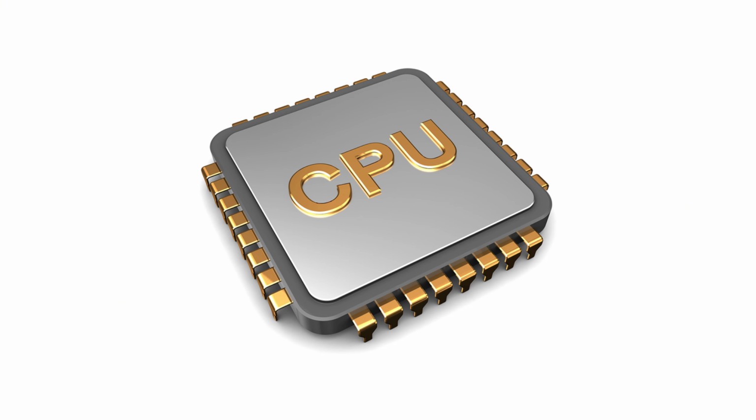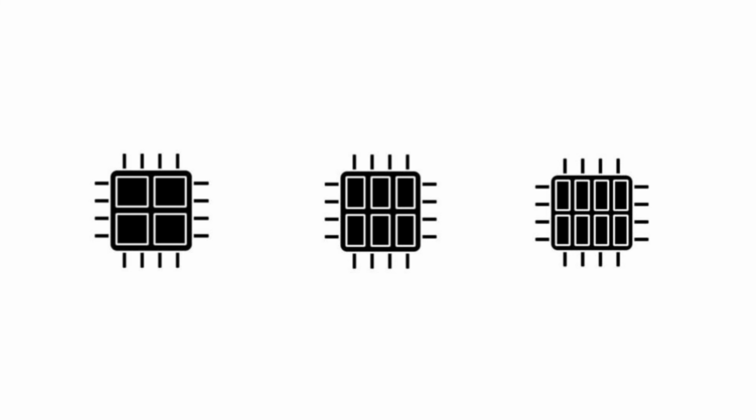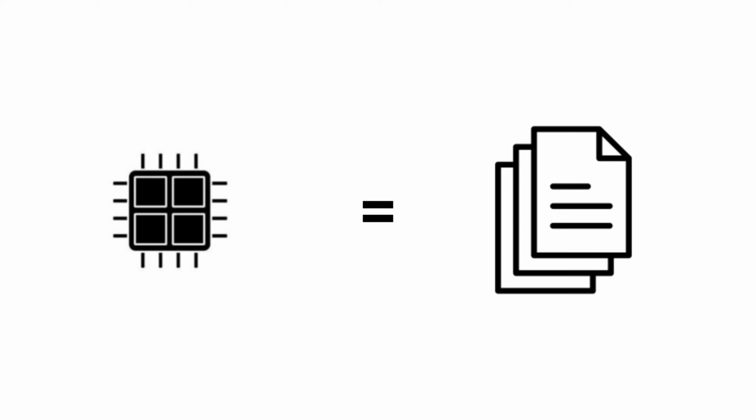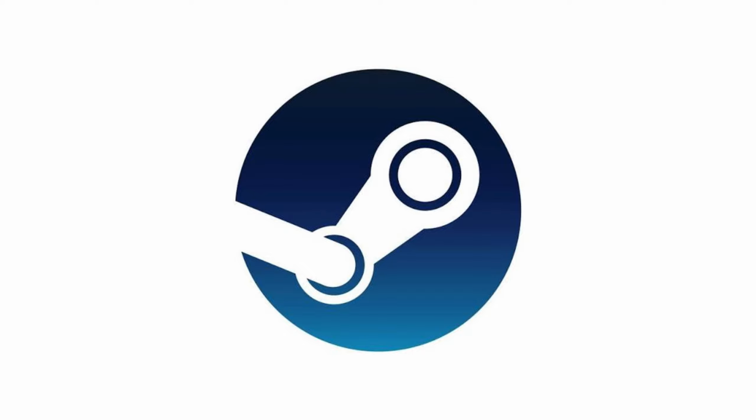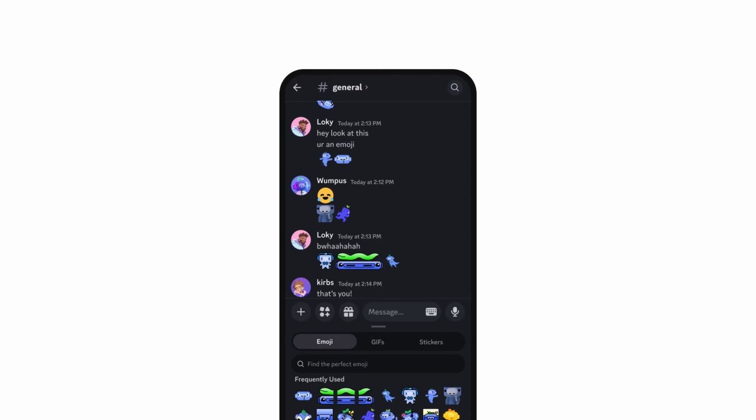Cores. Modern CPUs are split into multiple independent processing units called cores. A single-core CPU can only do one thing at a time. A multi-core CPU can split heavy workloads up, allowing you to run a game, stream music, and Discord text chat simultaneously without lagging.